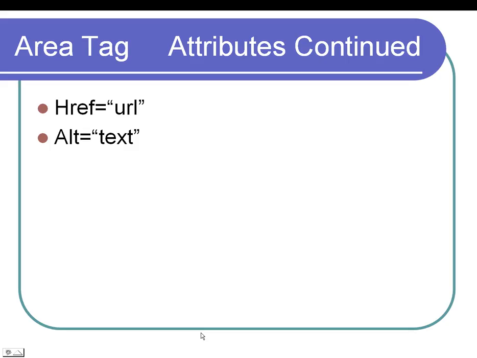A couple more attributes in the area tags is the href. That tells us what web page we want to jump to when you click that hotspot, that area. And finally, a very important one is the alt attribute. That gives you an idea of the text of what that hotspot is. If you hover over that, text will pop up and tell you what that hotspot is. So you can type that in. You put some text in that quote.